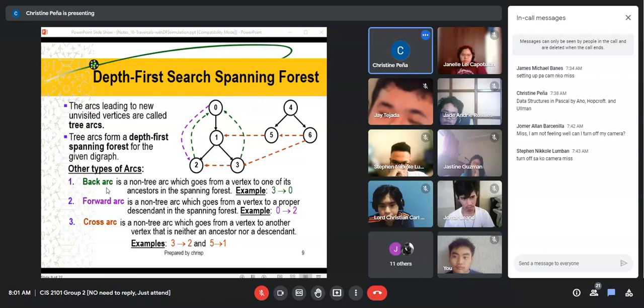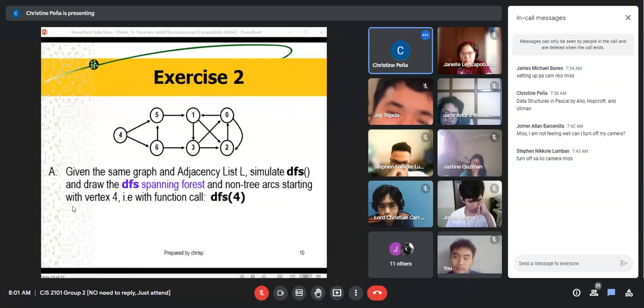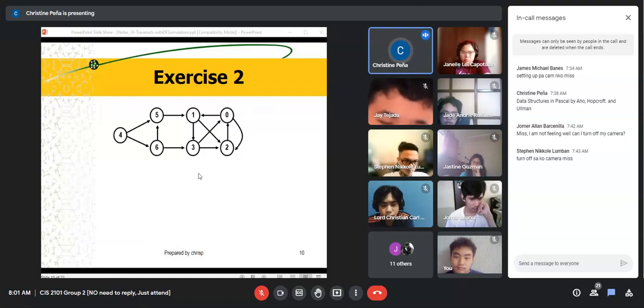Okay. Next, you may snip that one if you want to read it again and try to comprehend. What I want you to do now is to do the same thing, simulate. Given the same graph and the same adjacency matrix, why did I give the same adjacency matrix?